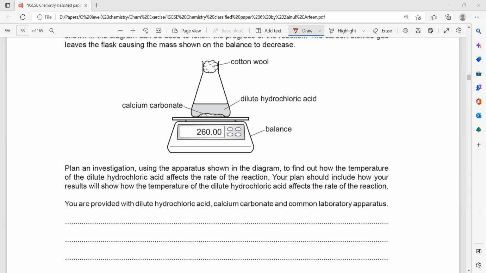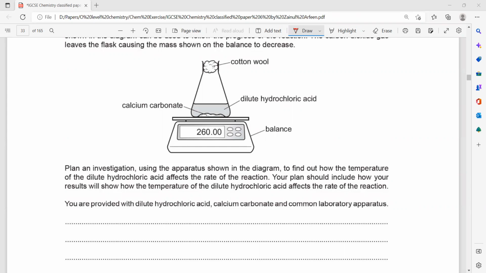So we'll add an excess of 10 grams of calcium carbonate to 10 cubic centimeters of dilute hydrochloric acid, and then repeat the experiment with different temperatures of the acid. And then how do you show your results? By seeing the time that the calcium carbonate takes to react completely.